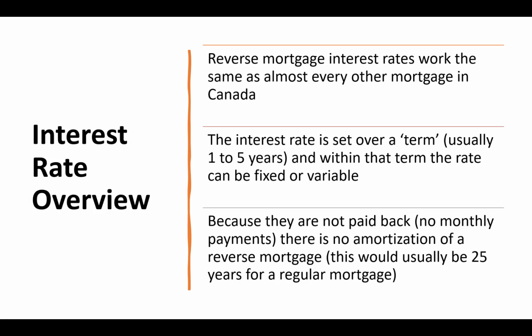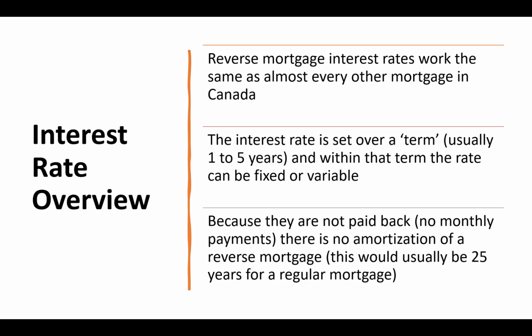The interest rate is set over a term, which is usually 1 to 5 years, and within that term, the rate can be fixed or variable. Now, this is the same as a regular mortgage too, and the most common mortgage product in Canada is a 5-year fixed term. That's also the most common mortgage that people take with a reverse mortgage too. The only difference between a reverse mortgage and a normal mortgage is that you don't pay back the reverse mortgage.